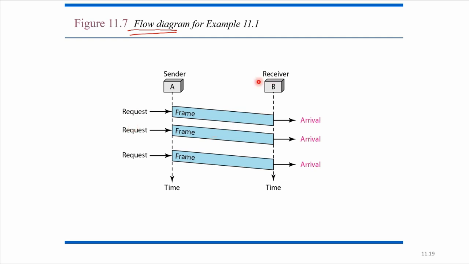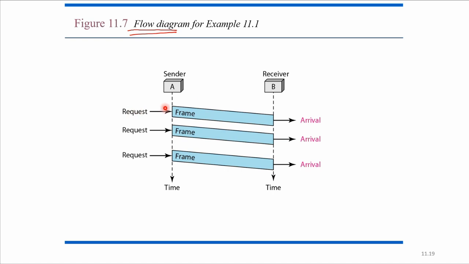Likewise, at the receiver side, whenever a frame arrives, the physical layer will give a notification of arrival. Based on this arrival, the receiver will destuff the frame and send it to the network layer. Likewise, it will be done. So this is the basic idea of the simple protocol.